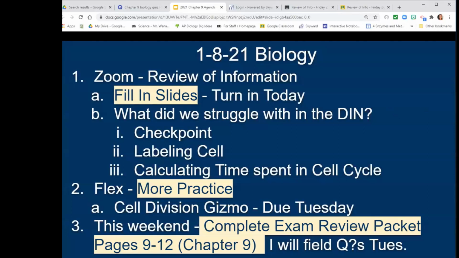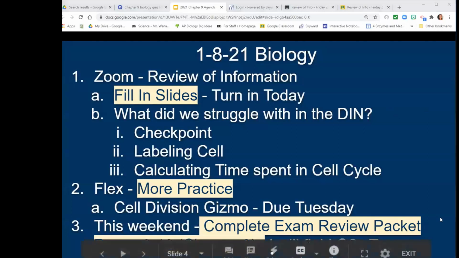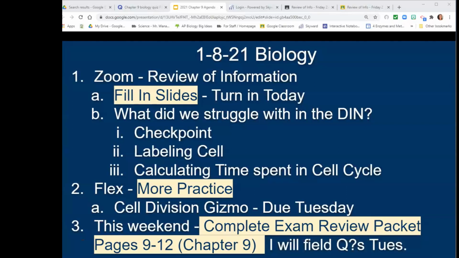We'll talk about the happenings first. What's going on? What's going on in the world of chaos, right? Here's the things that we can control, the things that aren't chaos, our class.